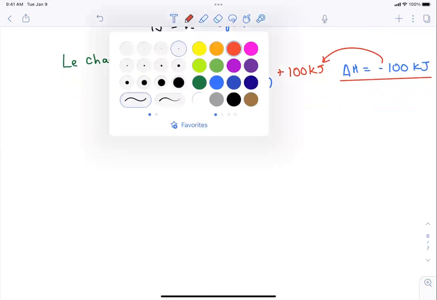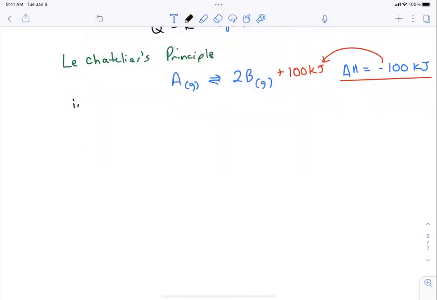You might have something like increase A. If I increase A, what's going to happen to my equilibrium? Which way does it have to shift to restore back to it? Yes, Alexandra. Why?